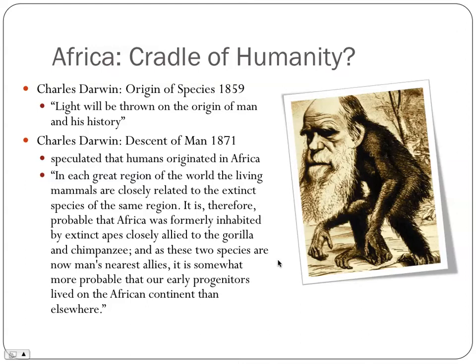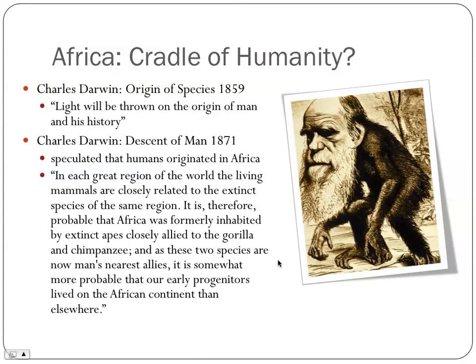So if we go back to Darwin, he didn't say much about human origins in 1859 in The Origin of Species. He was a bit shy at that time of creating problems and controversy. But a decade or so later, in 1871, in The Descent of Man, he speculated that humans had probably originated in Africa.